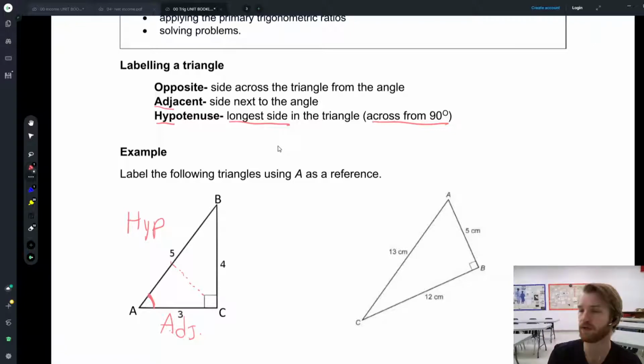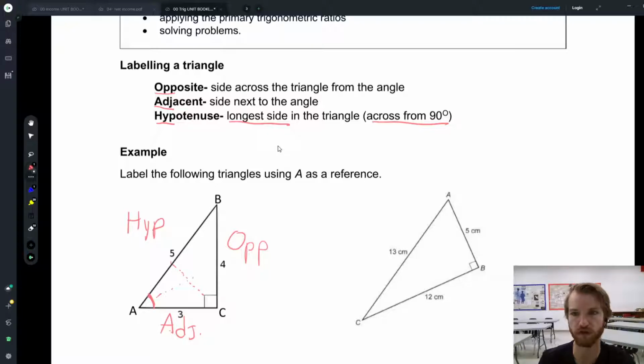All right, then lastly, we have the opposite side. The opposite side is the side across the triangle from the angle. So we're looking from this angle and right across is the side that it is not touching. This side here is not touching this angle at all. That side is opposite, and we often just write OPP to stand for opposite. Now, notice that if we had been talking about angle B, opposite and adjacent would have flipped. This is adjacent to B, and this is opposite of B. So it depends on what angle we're talking about.